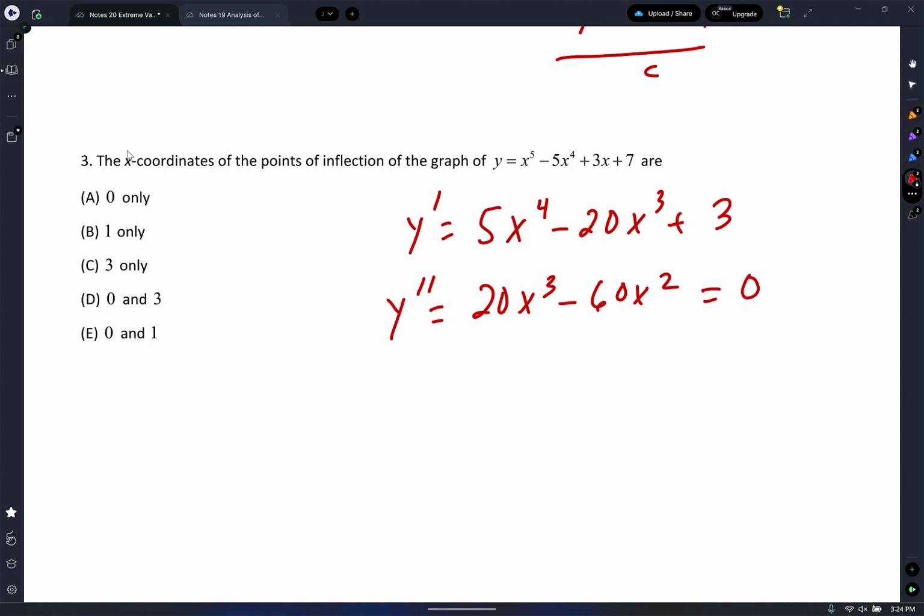Perfect. Equal that sucker to 0. Chav, I need a calculator. No, you don't. Factor out a 20x squared. You will get x minus 3. I get two critical numbers.